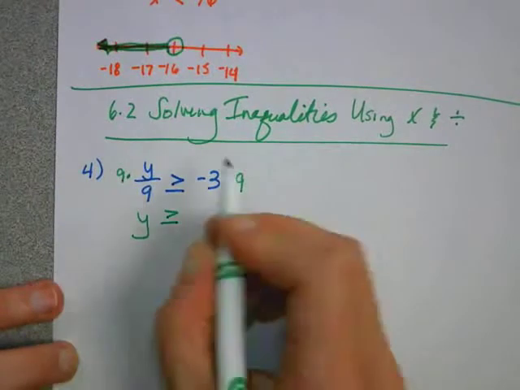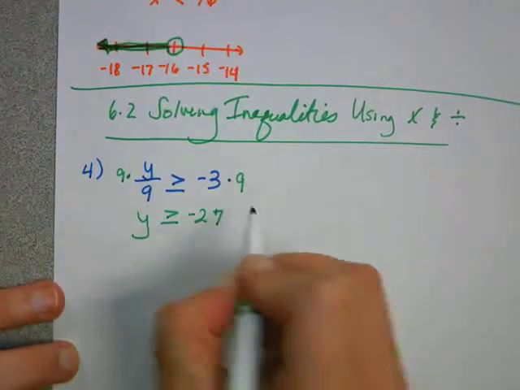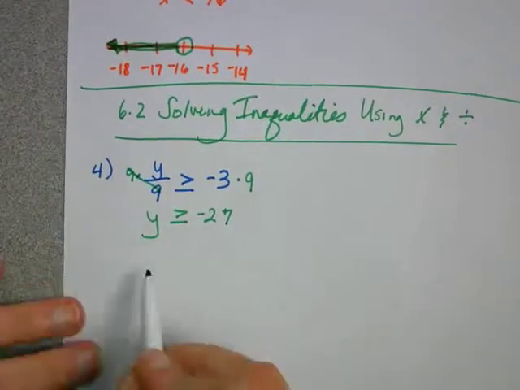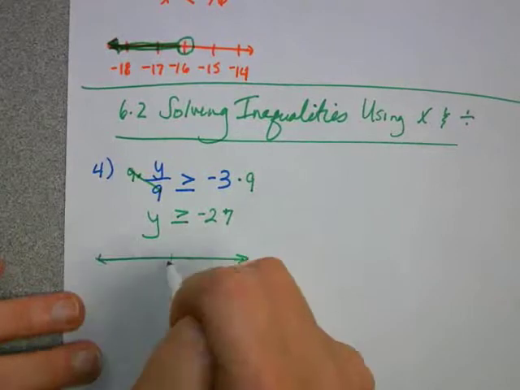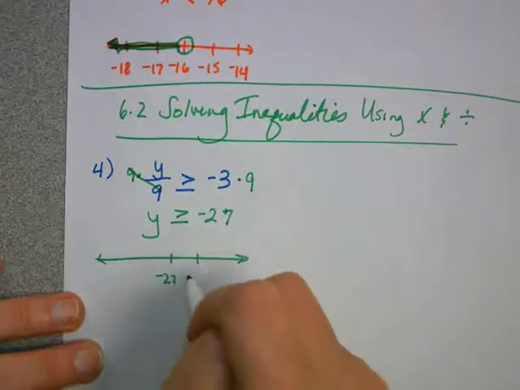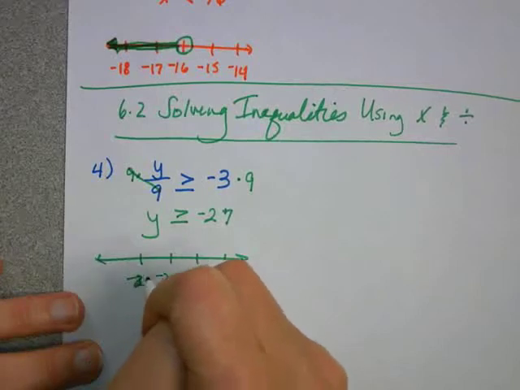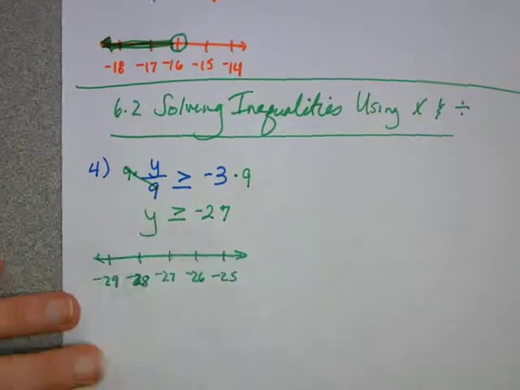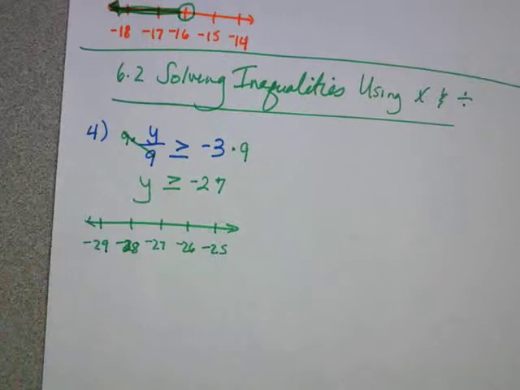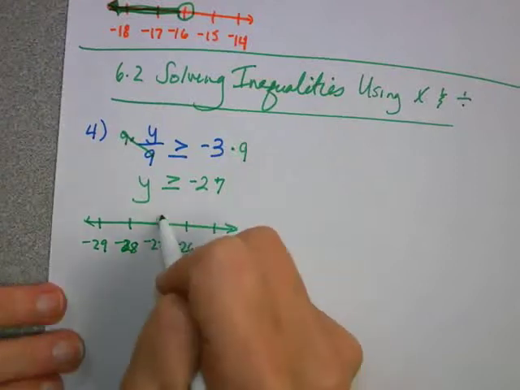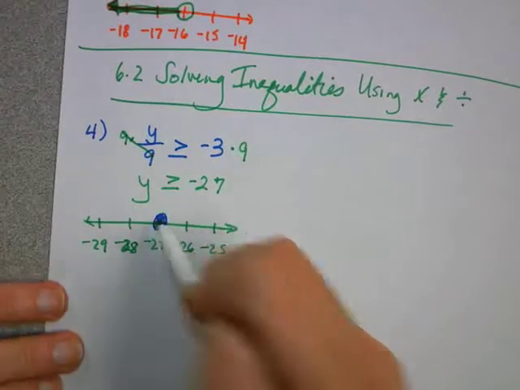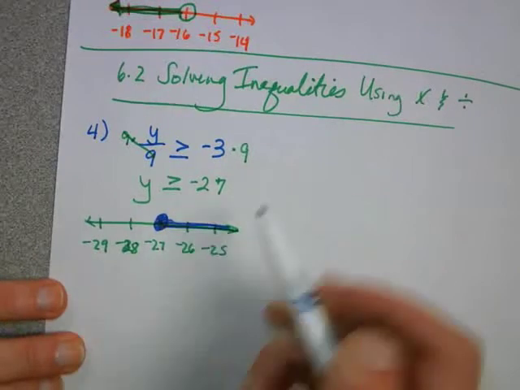That cancels. And now I'm going to do my number line. So negative 27 goes in the middle. Bigger than it goes to the right. Smaller than it goes to the left. It doesn't have to be a perfect number line. The spacing should be roughly equal. It's not perfect, but they are roughly equal there. And then I'm going to shade this guy in because it's equal to it. So negative 27, and it's equal to that. And then it's shaded to the right. Okay, so that would be using multiplication.